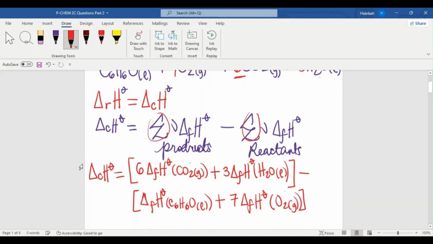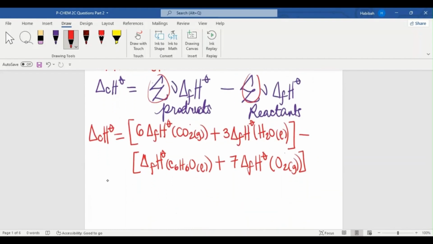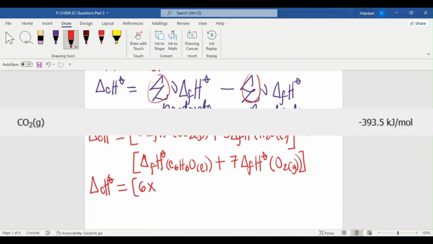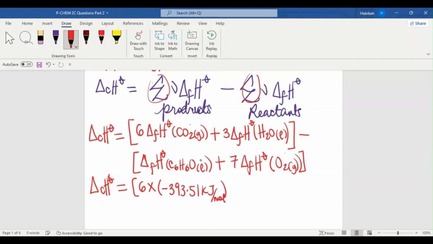So that's basically what we have. So yeah, standard enthalpy of combustion is going to be 6 times the standard enthalpy of formation of CO2 gas, which is just 6 times negative 393.51 kilojoule per mole. Now, before we go on further, let me explain to you what's going on here.